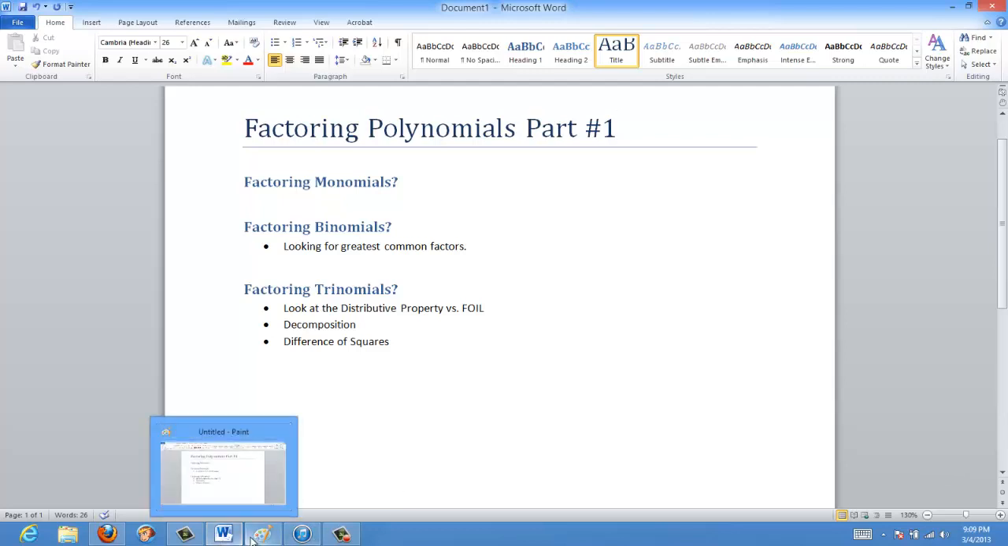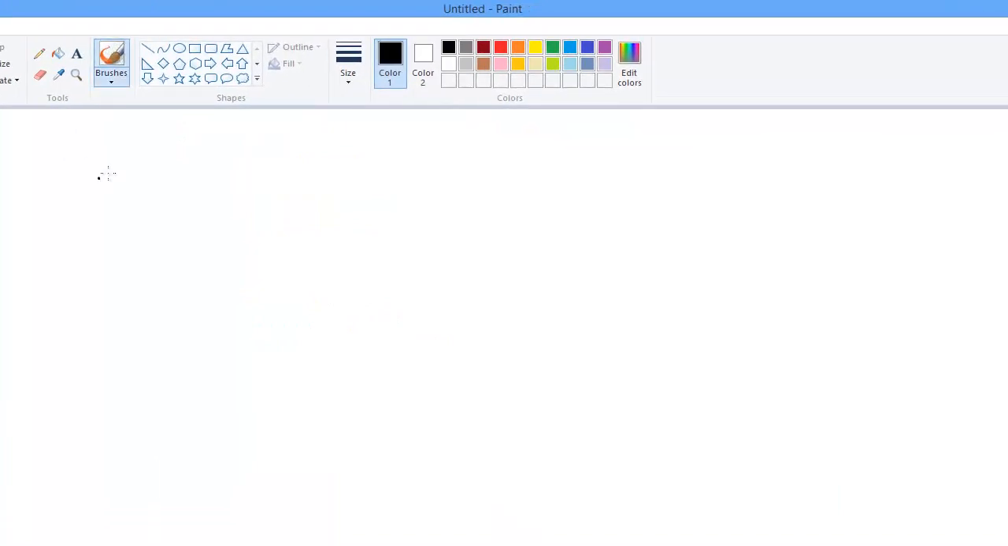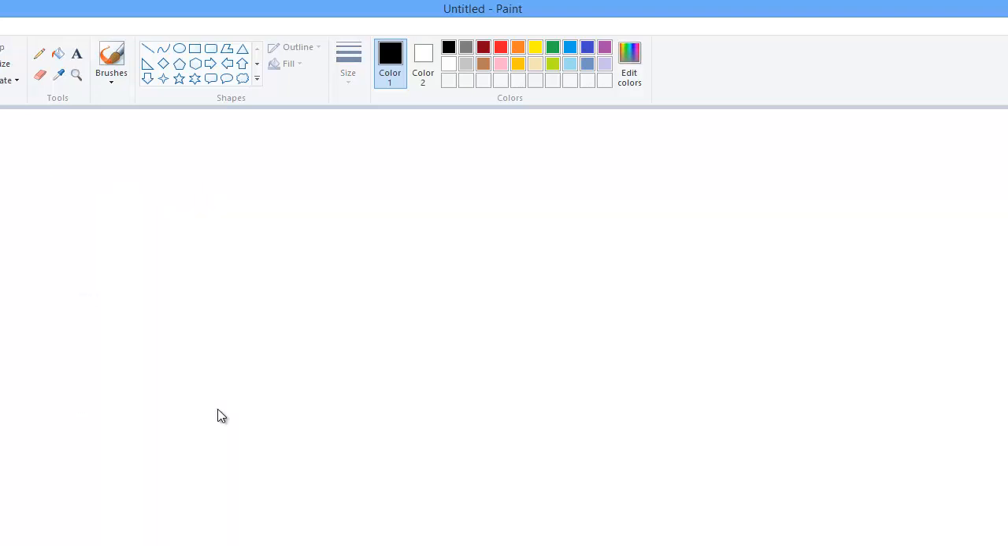it's a polynomial expression with just one term. Okay, so it's going to be something like this, like 2x, alright, or something like maybe 7x squared, or 3p, or something like that. These are all monomials. Now, with monomials, there's not really anything you can do to factor these or to basically see where they came from. And we'll take a look at this.